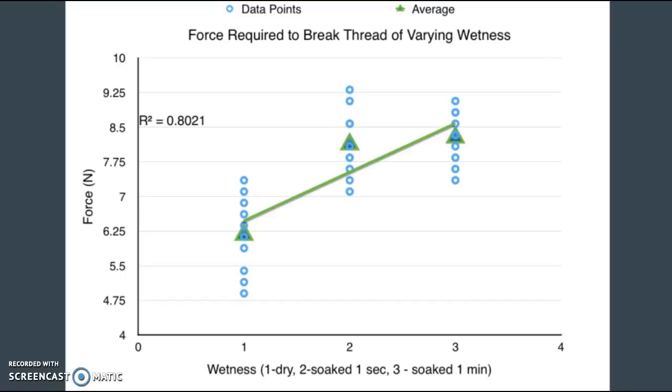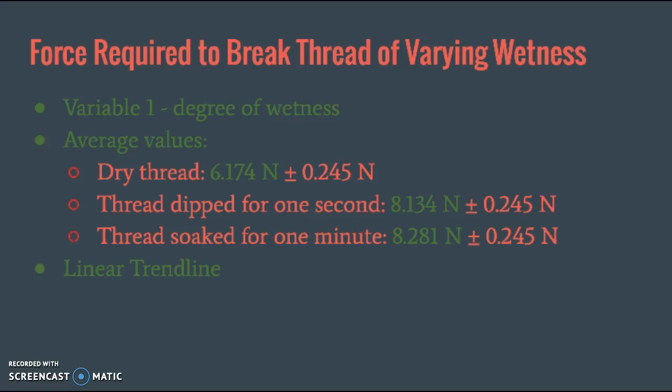The green triangles are the averages for each degree of wetness, and the green trend line shows a positive relationship between the average values, with an r-squared value close to 1, but, as you can see, more due to the difference between the dry thread and the thread soaked for 1 second than between the thread soaked for 1 second and the thread soaked for 1 minute.